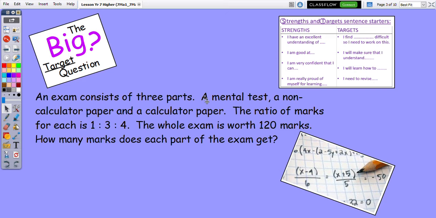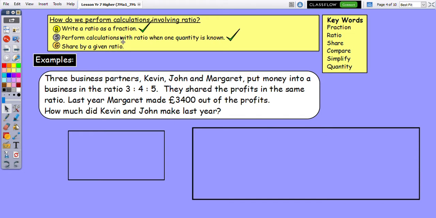As always, I've got a big target question. Pause the video, read the question, and have a think about answering that question. Once again, I'll go through the answers at the end, and hopefully we all get the right answer together. Right, we're going to look at this outcome here. We've already covered this, write a ratio as a fraction. We're just going to look at a bit more of a complicated question.